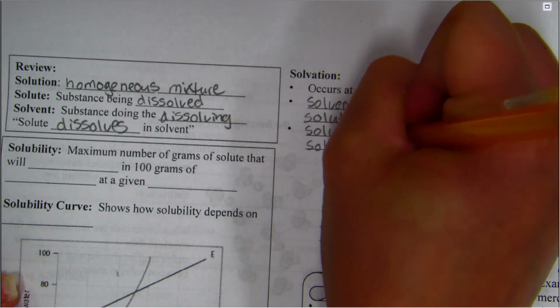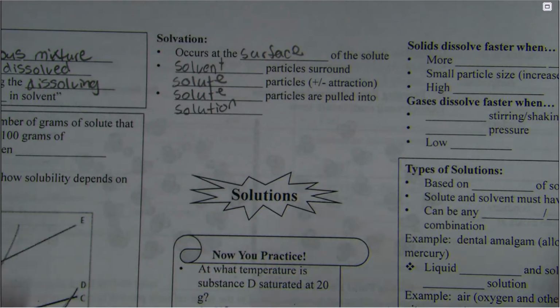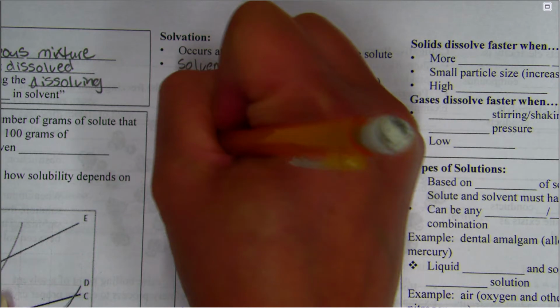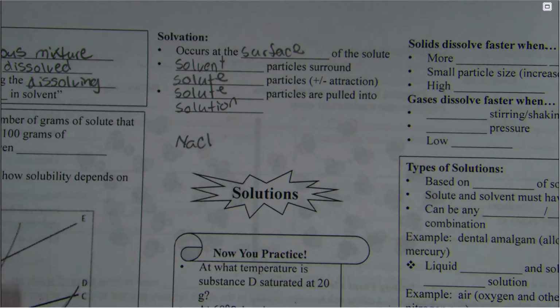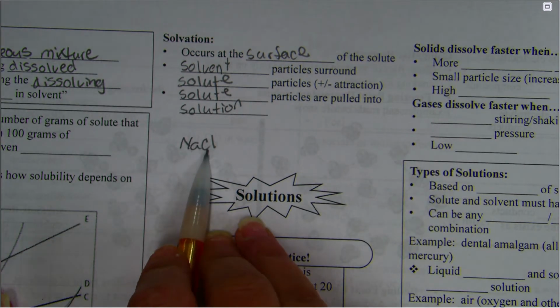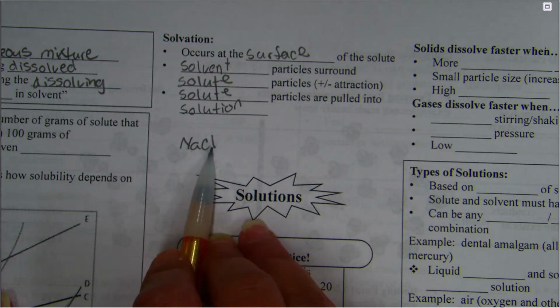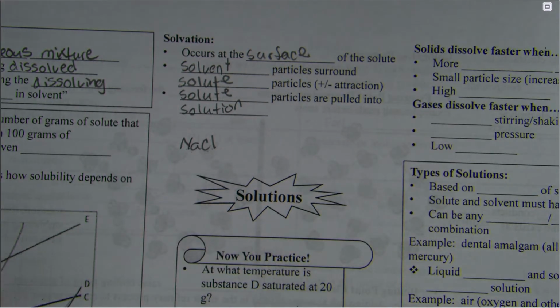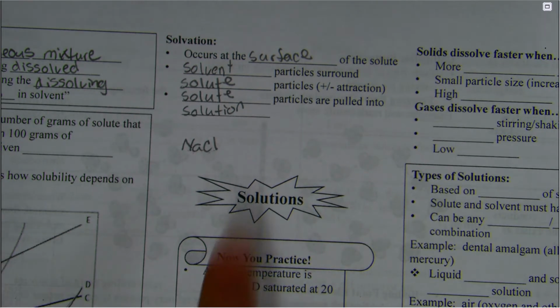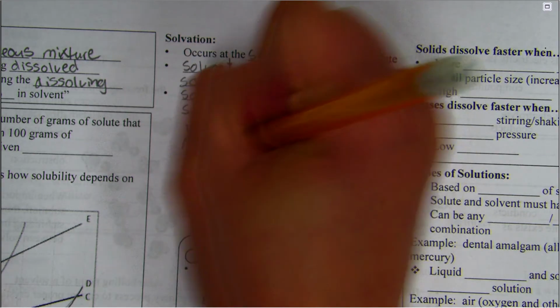So let's see if we can't draw a picture to help demonstrate what this actually looks like at the particle level. So if I have sodium chloride, NaCl, our table salt, now reminder, this is an ionic compound because it has a metal and a nonmetal. It is made up of our ions, our sodium cation and our chloride anion, so it will dissolve in water because ionic compounds tend to be soluble in water. So what happens when I put salt in water? The water actually physically surrounds the sodium chloride.